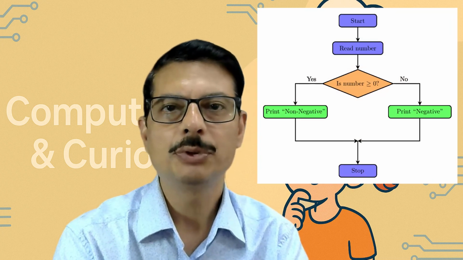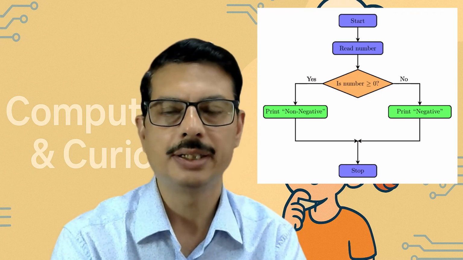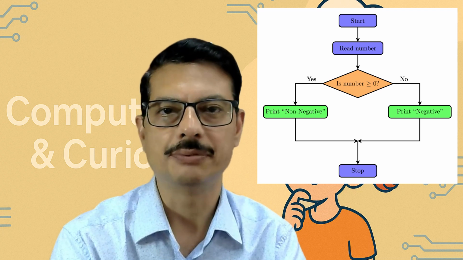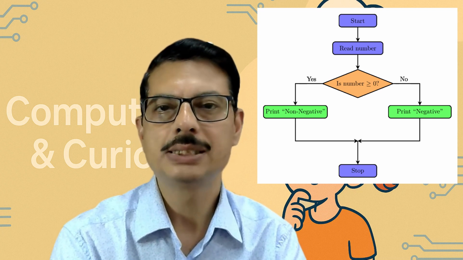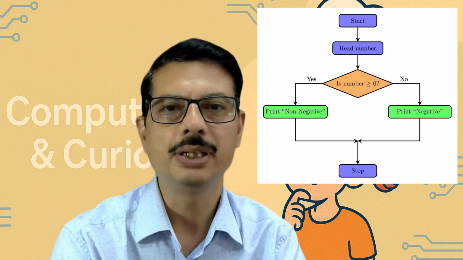Let's begin with a simple problem to understand how computers make decisions. We want to write a program that reads a number from the user and prints non-negative if the number is 0 or positive. It prints negative if the number is less than 0. In short, the program should decide what to print depending on the number sign. So far, our programs executed one line after another. But this time we want our code to choose between two possible actions. That's where the if-else structure comes in.